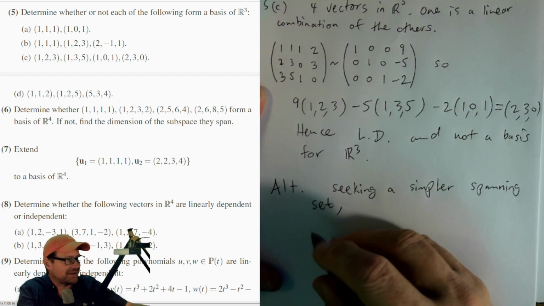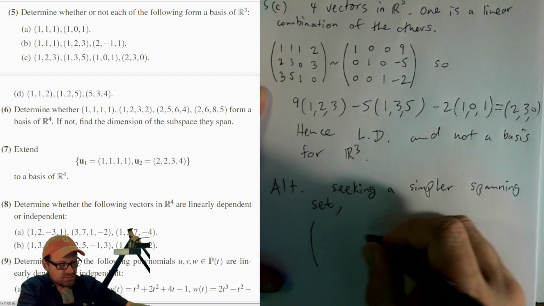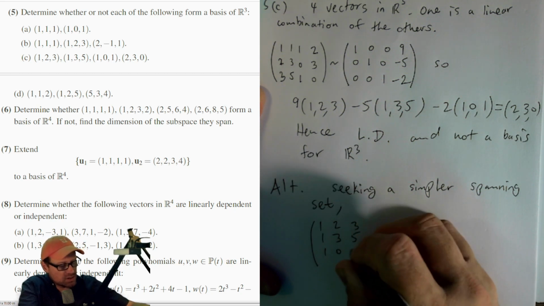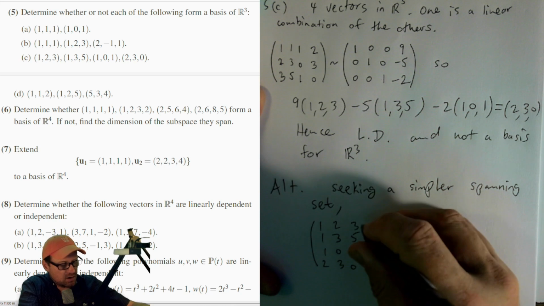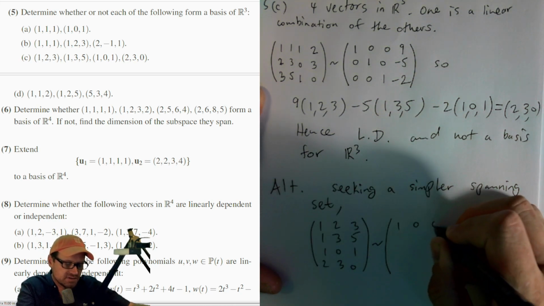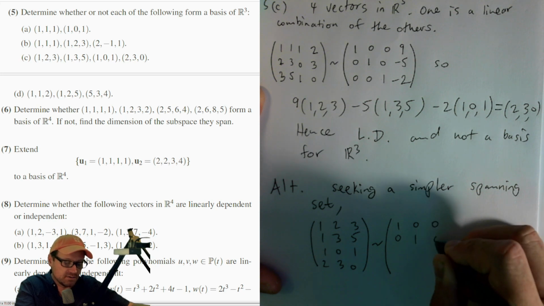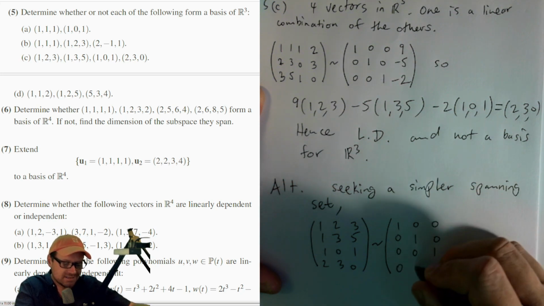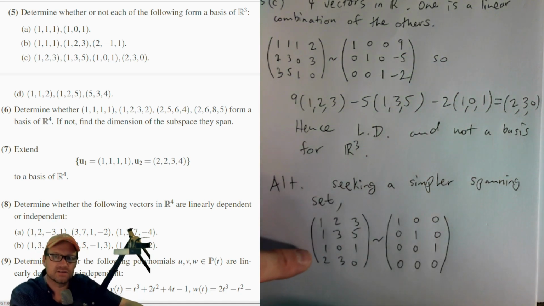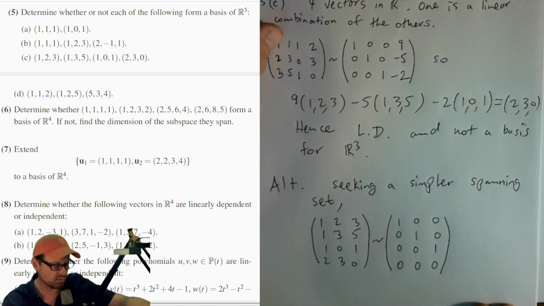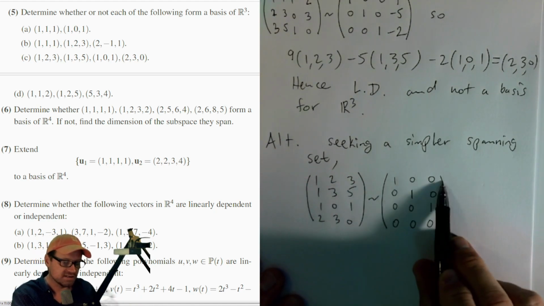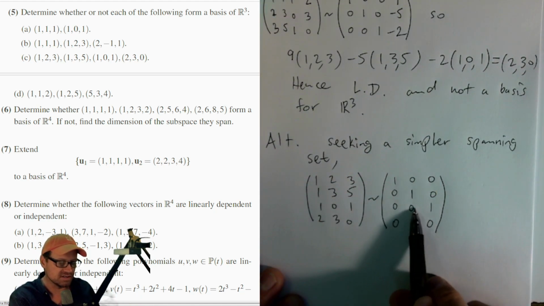What we want to do in this case is write these as rows of a matrix. So 1, 2, 3, 1, 3, 5, 1, 0, 1, 2, 3, 0. Row reduce that. Now when we do, we're going to get 1, 0, 0, 0, 1, 0, 0, 0, 1, 0, 0, 0. So again, this tells us that these 4 vectors are linearly dependent. Okay, so what is a simpler spanning set? It will just be 1, 0, 0, 0, 1, 0, 0, 0, 1.